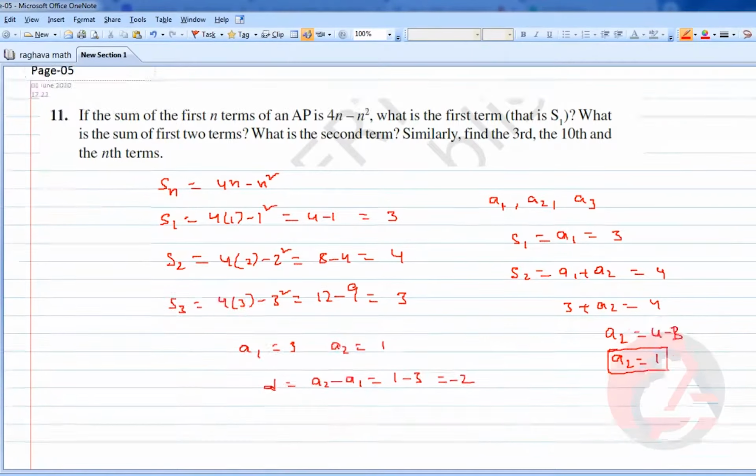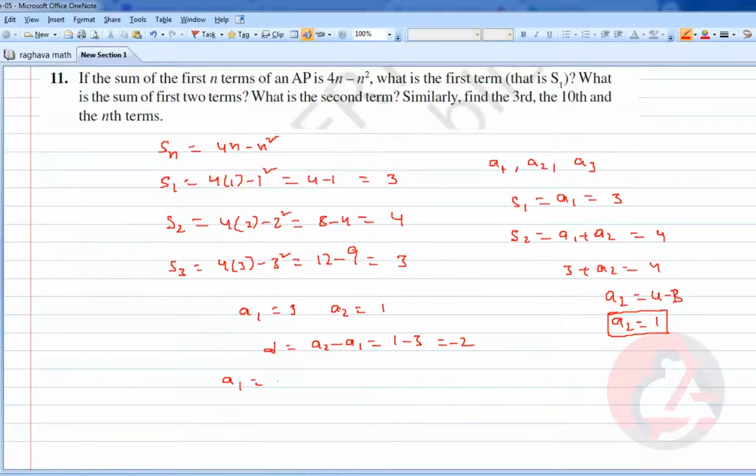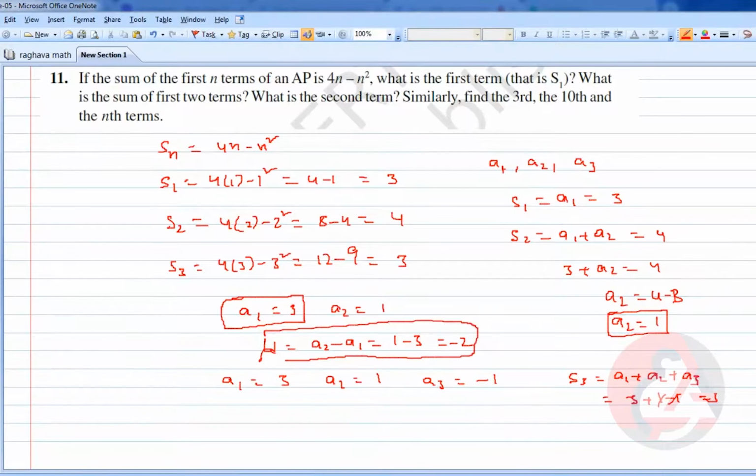So now we can verify whether what we did is correct or not. A1 is equal to 3, A2 is equal to 1, A3 is equal to 1 minus 2, which means minus 1. So if I'm taking S3, your answer should be 3. Yes, correct. S3 is A1 plus A2 plus A3, so 3 plus 1 minus 1, so 3. So our procedure is correct. So now you have the A value, the N value, and the D value, where D is minus 2. Once you get the A and D values, you can generate anything related to AP.